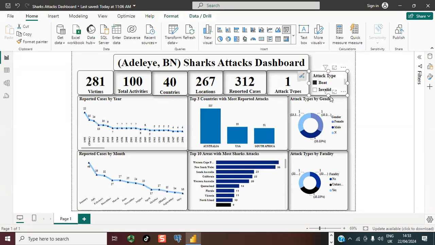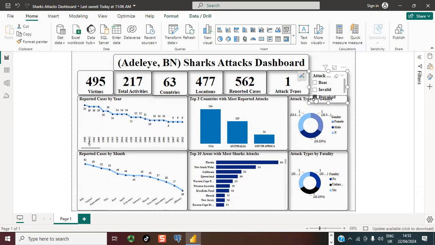Let me see whether I can use another slicer. If I use provoked, that is, those who kind of provoked the sharks, okay? So using provoked, I have 495 victims from 217 activities across 63 countries from 477 locations. There were 562 reported cases.